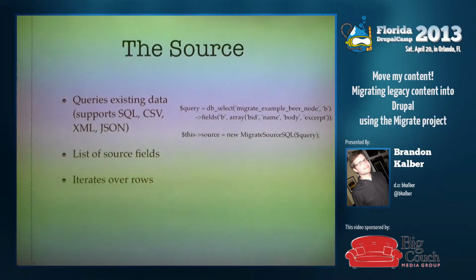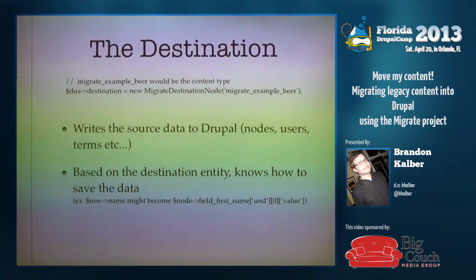So the source, obviously next we need our destination. There's a little bit less to this syntax-wise. You've already written your query. You've told Migrate what your source is. You defined your map. Now you need to tell it what to expect on the Drupal side. So you just set this destination to whatever object it is. Again, it's going to be a new instance of Migrate destination node. And you pass in, so in this example, Migrate beer example, that's whatever the content type is. So you pass in blog article, photo gallery, whatever.